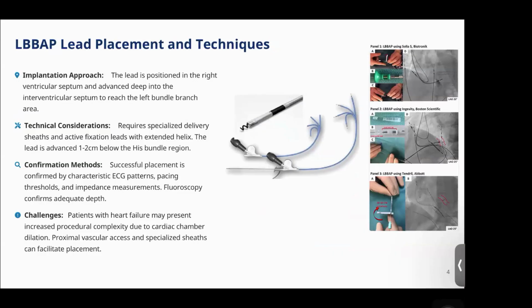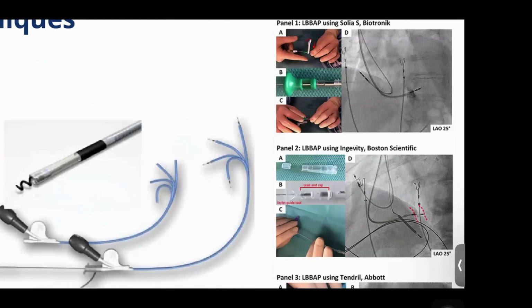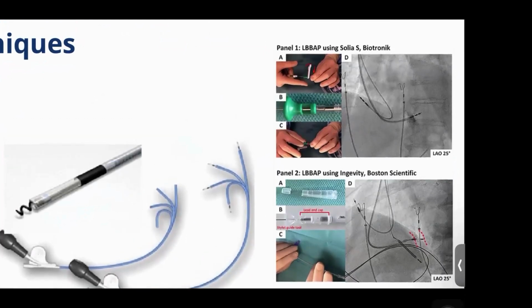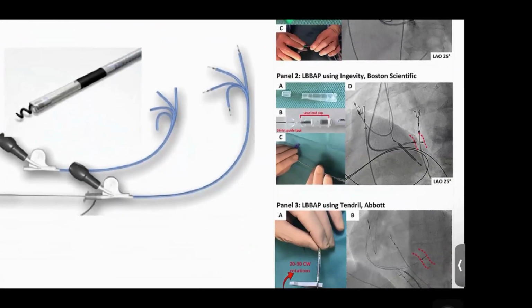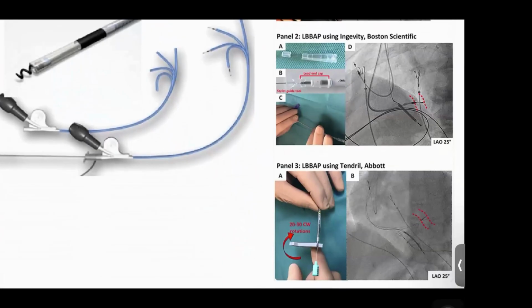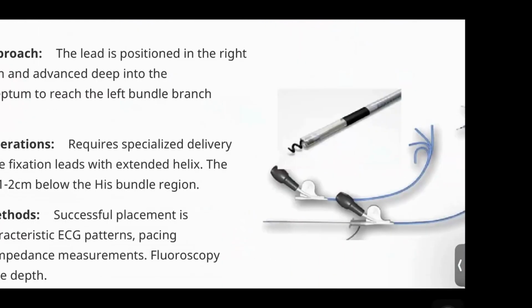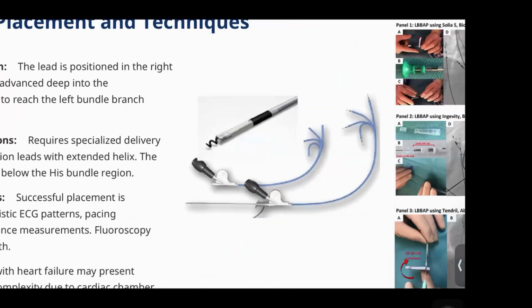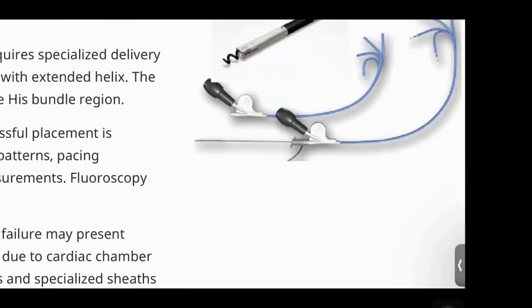What is the lead? All companies have started to have a new lead for left bundle, like Biotronik, Medtronic, Boston Scientific with Ingevity, and also Tendril from Abbott. All these companies have a stylet-driven left bundle lead, but Medtronic has a lumenless lead. Okay, with a special introduction sheath, there is a deflectable sheath and a non-deflectable sheath.